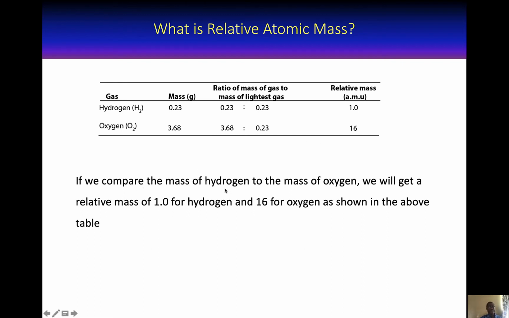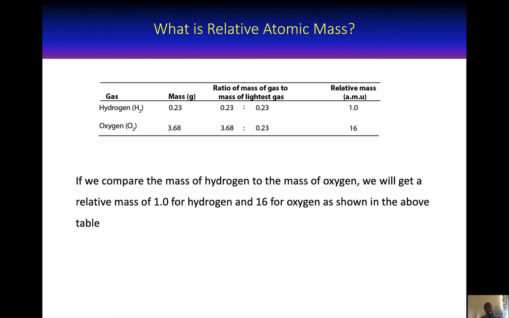So if we compare the mass of hydrogen to the mass of oxygen, we will get a relative mass of 1.0 for hydrogen and 16 for oxygen, as shown in the above table. So as you can see, hydrogen, which is the lightest element, has an atomic mass of 1, and then oxygen has an atomic mass of 16.